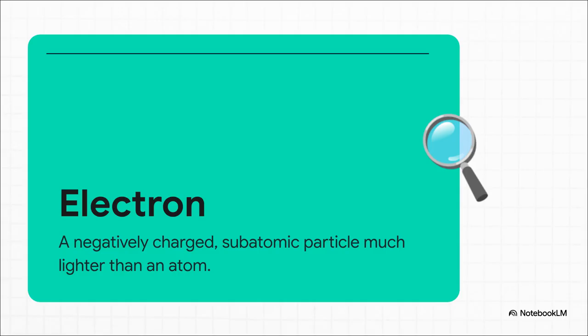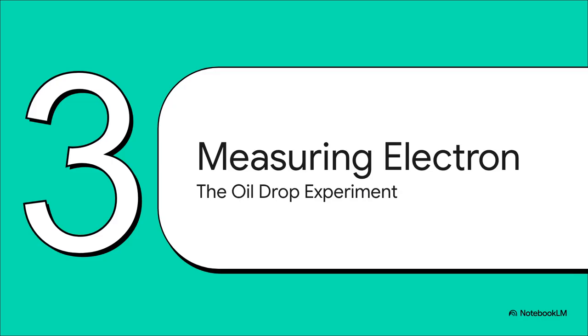This was an absolute game changer because it proved atoms actually have a substructure. They aren't just solid spheres, they're made of pieces much, much smaller and lighter than the atom itself. Section 3. Measuring the electron.